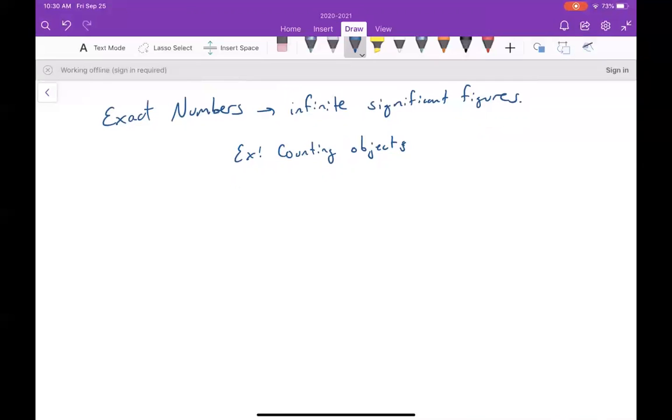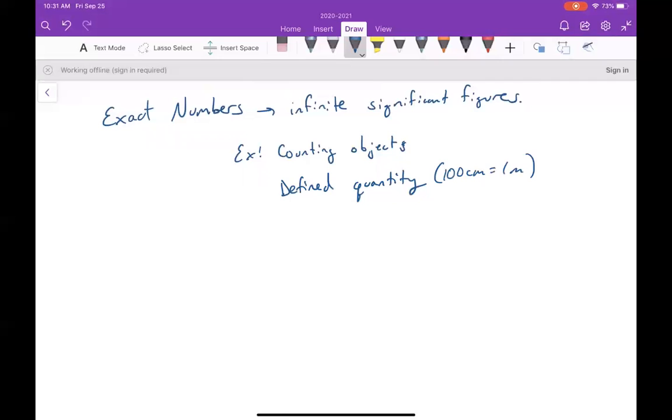Another good example would be from a defined quantity. In other words, it's in the definition of the substance. So this would be like 100 centimeters is a meter. That's an exact value. That's literally the definition of a centimeter, that it's 100th of a meter. And that's just a fact, right? There are 12 inches in a foot. That is the definition of the measurement, okay?